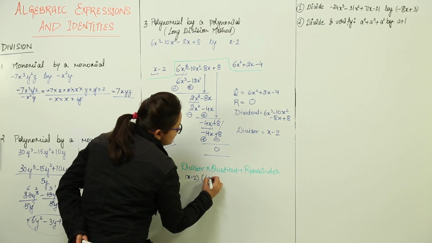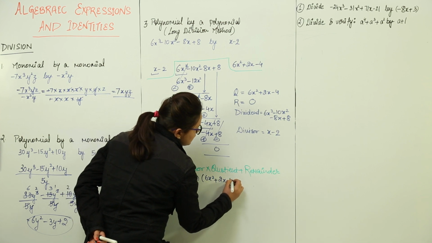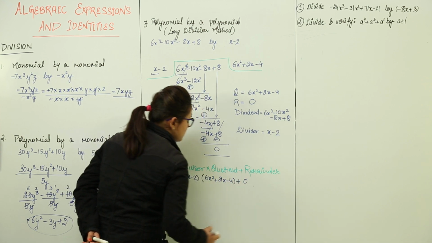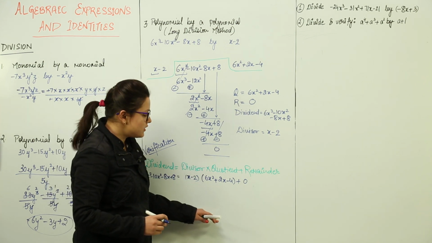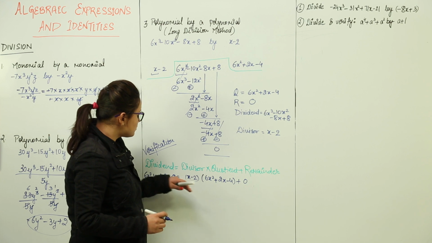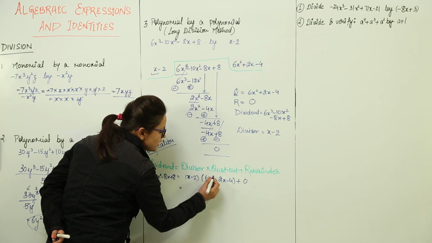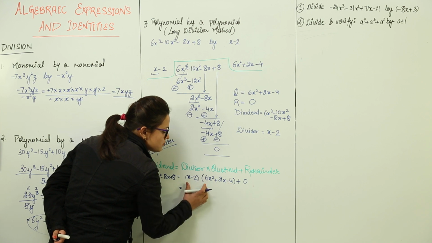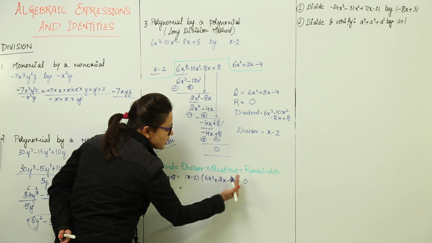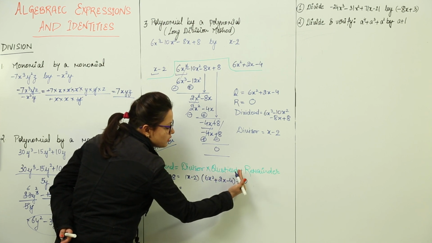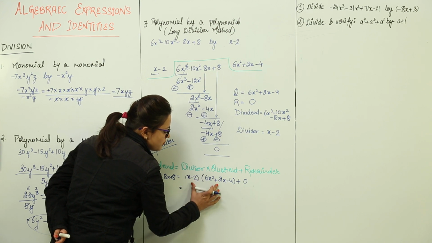What is the quotient? 6x square plus 2x minus 4, plus remainder is 0. Now we are going to solve the right hand side and check whether the right hand side is going to come equal to the left hand side. We are only going to multiply these two terms because the remainder is already 0. Even if we add 0, the answer would remain the same. So we will not be considering 0 in the next step. We will be only doing the product of this.